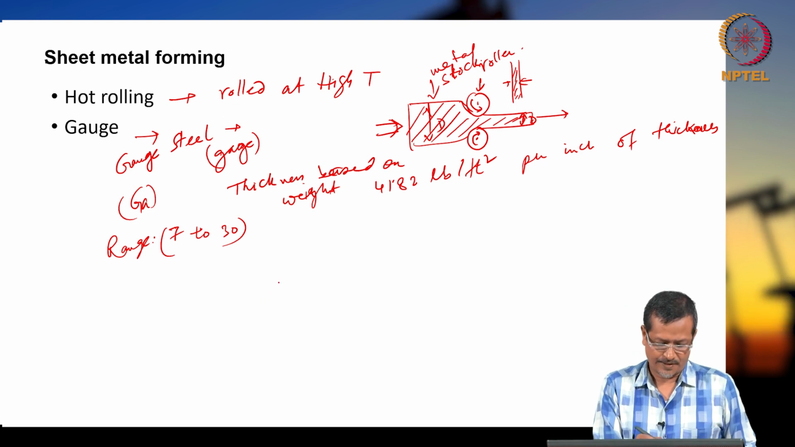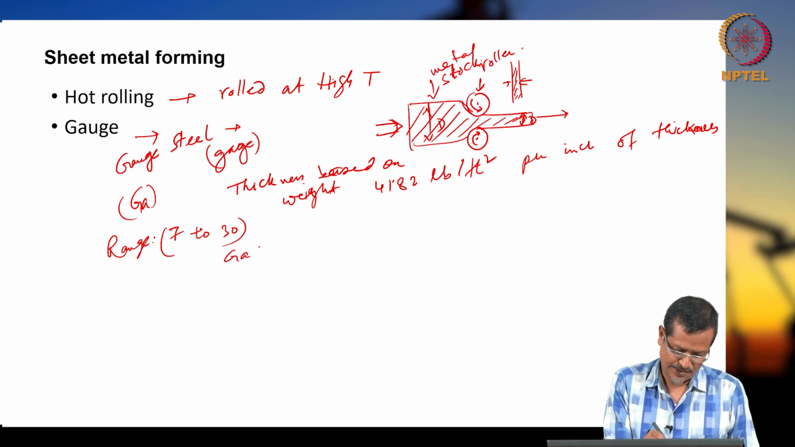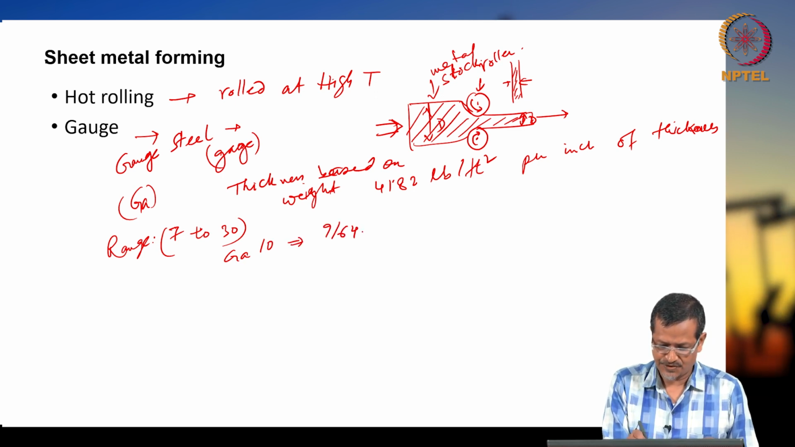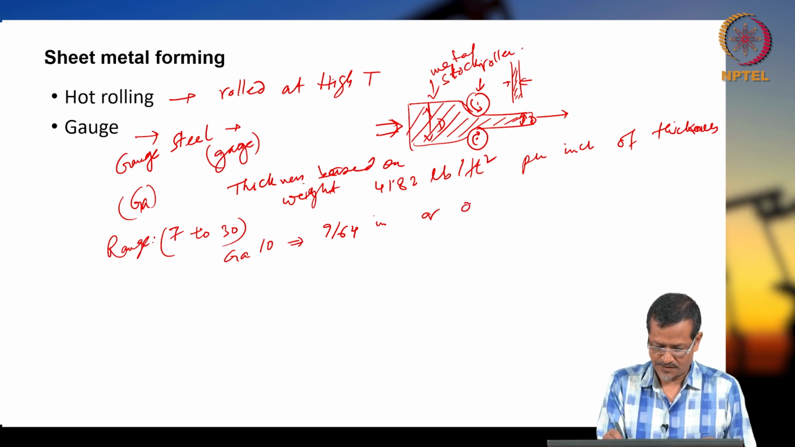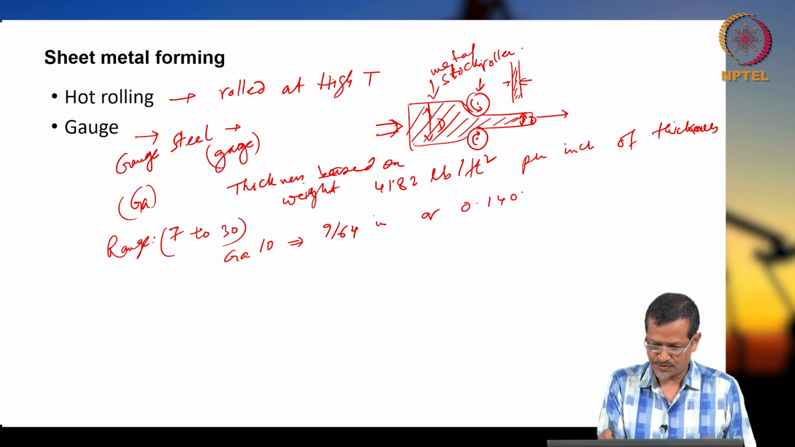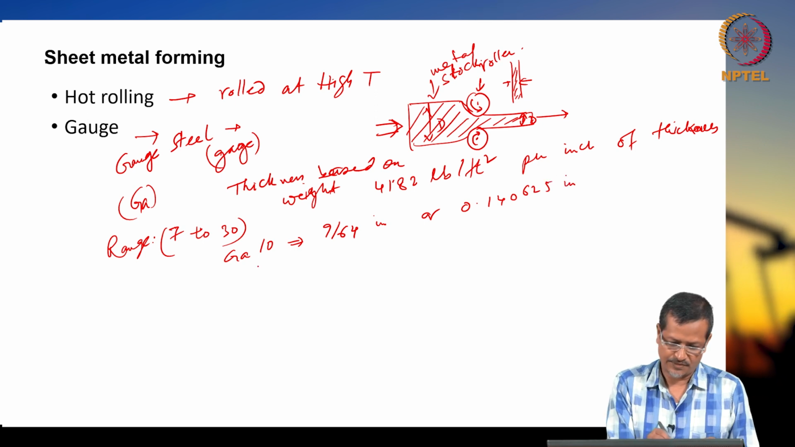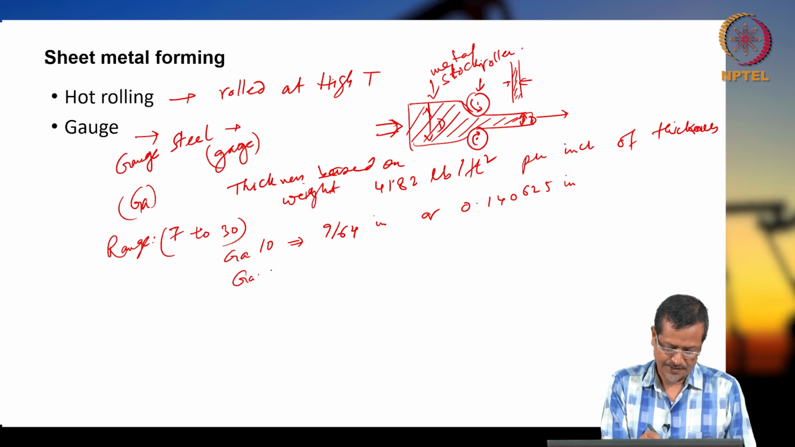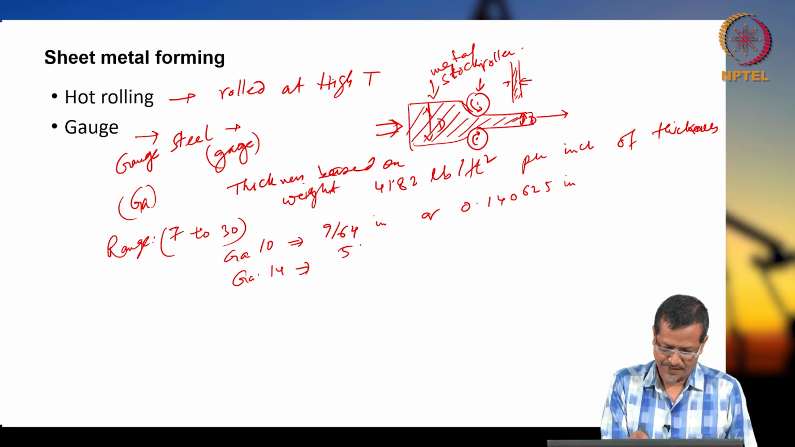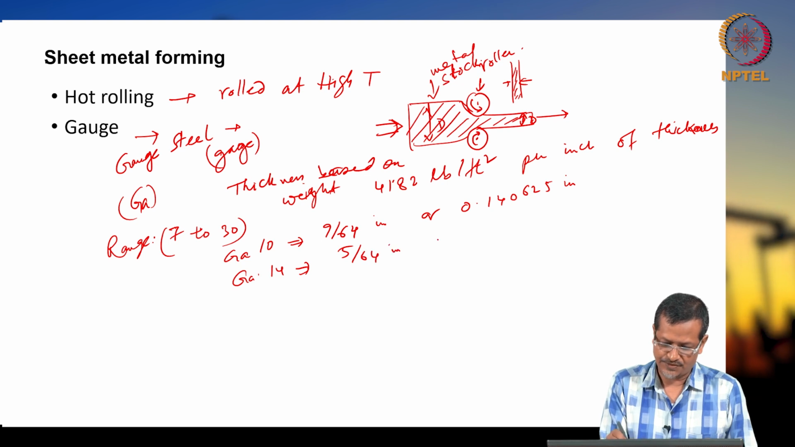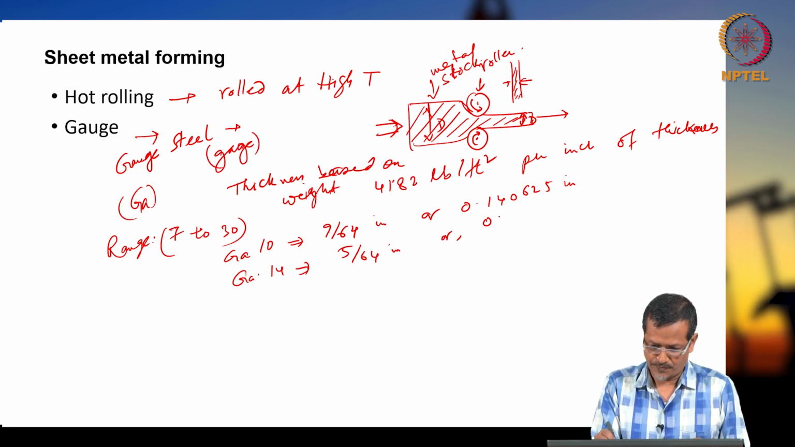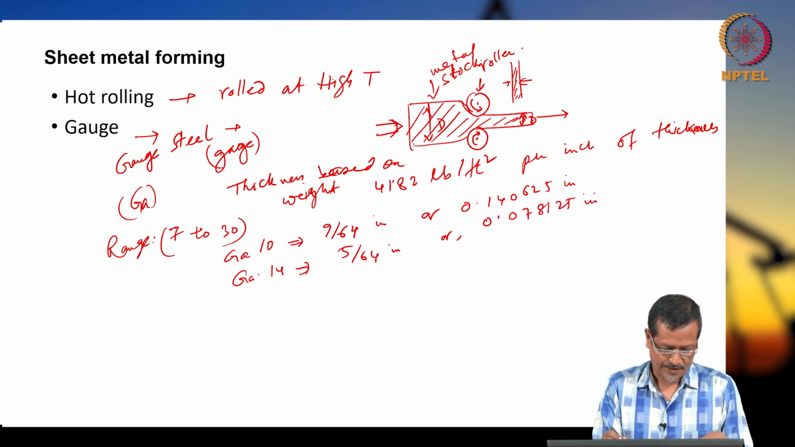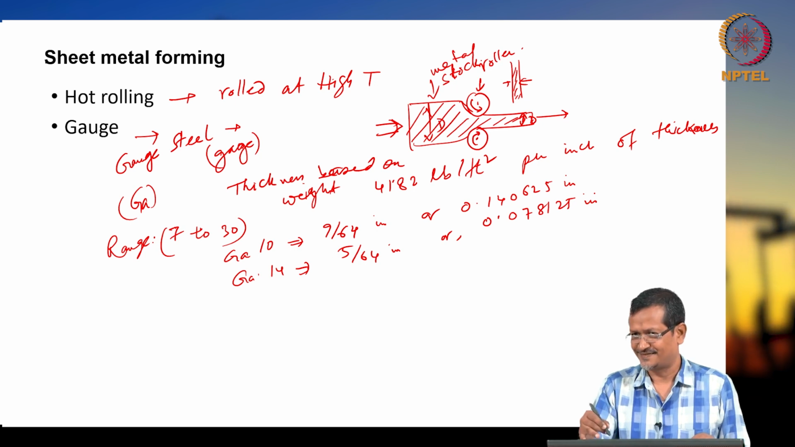Okay, so gauge number 10, let's say GA 10, implies 9 by 64 inch or 0.140625 inch. Okay, so gauge number 14 implies 5 by 64 inch or 0.078125 inch. Okay. So, higher number, lower thickness.